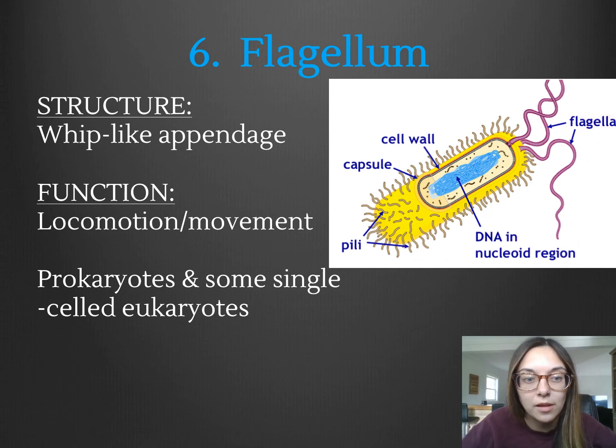Lastly is the flagellum. So the structure of the flagellum is a whip-like appendage. Okay, so it's these tails coming off of this yellow bacteria-looking thing here. These are flagella. So there can be more than one. So if it's more than one, plural is flagella, one is flagellum. The function of it is for locomotion or for movement. So we have prokaryotes like bacteria are going to have this, and then some single-celled eukaryotes such as sperm cells. So I hope this was helpful, and there you have it.